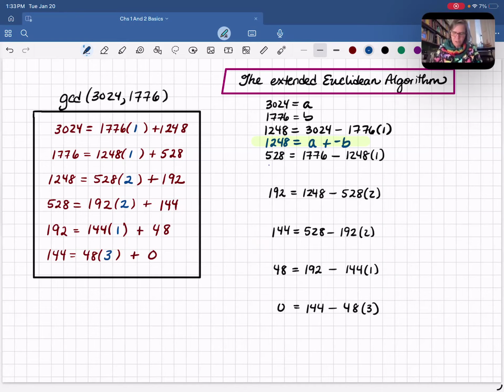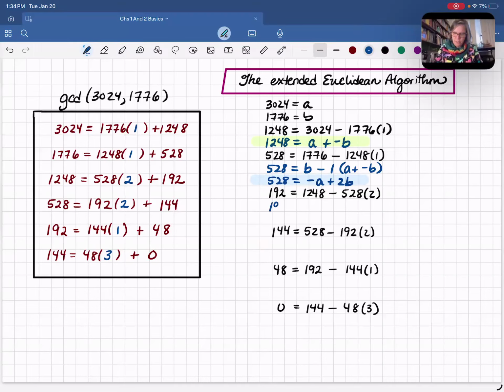All right, next, 528. What do I write instead of 1776? Well, looking up above, 1776 is B, so I'll write B there. And then I'll have minus 1, that's this 1 right here, times 1248. Well, 1248, that's the one I just highlighted. That's A plus negative B. So then I will simplify this. 528. How many A's do I have? When I distribute the minus 1, I get a negative A plus 2B. Okay, I will highlight that one as well.